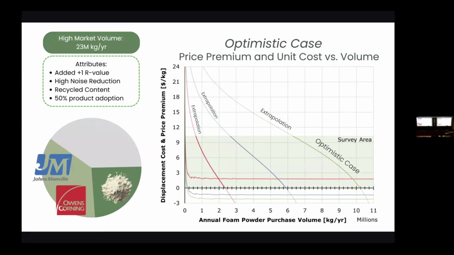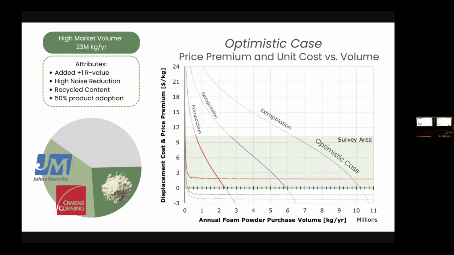In the optimistic case, we assume a full point of R value and high noise reduction, partnering with Johns Manville and Owens Corning, which are the 2 biggest players in the US, essentially reaching 23 million kilograms market. And what does this all mean? Let's get into sort of the interpretation of these results.